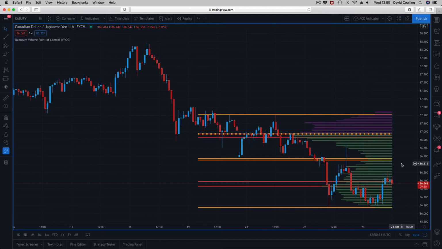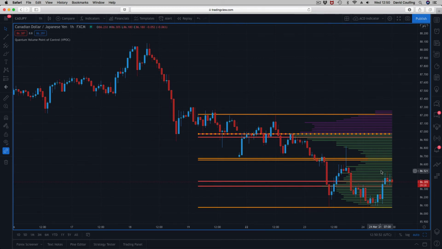exactly the same principles apply. What we're seeing here is a different picture in terms of where the volume point of control is. We're a long way from it. You can see it sat here up at 86.97. You can see all the concentration of volume. Now, if this is going to break to the upside here, this should move through here fairly easily.